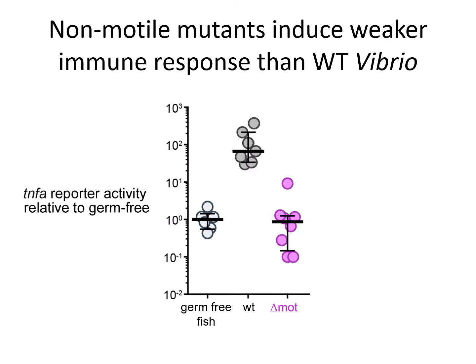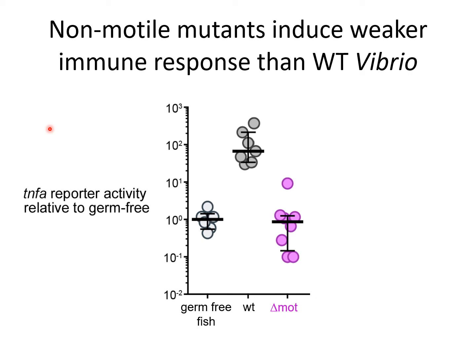When we go to measure the immune response to these non-motile mutants, we find that the immune response is substantially reduced. To quantify this, we do computational image analysis and segment these bright green regions corresponding to the TNF-alpha expression. Then we normalize this total fluorescence intensity by the median value that we find in germ-free fish, or fish without bacteria.